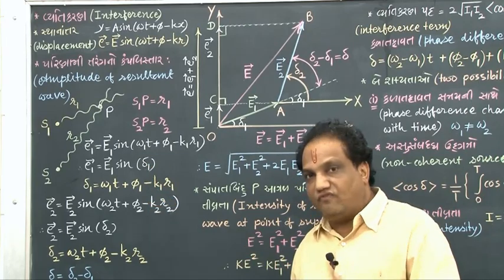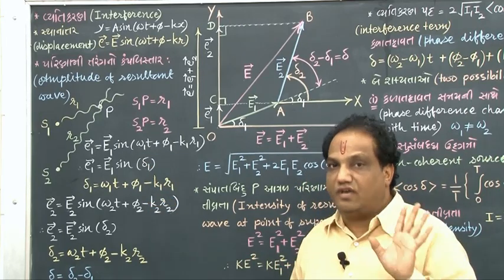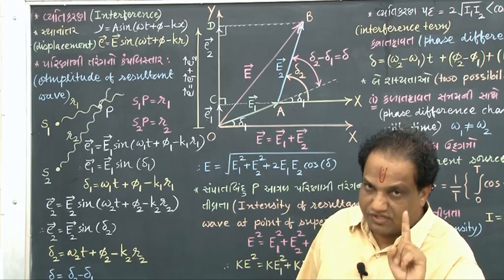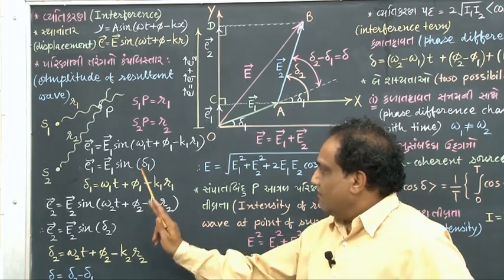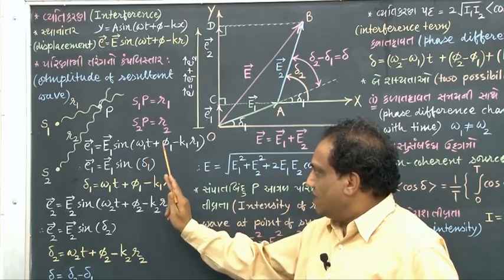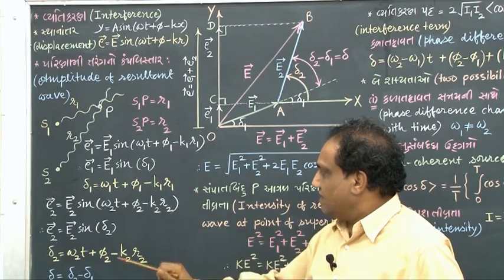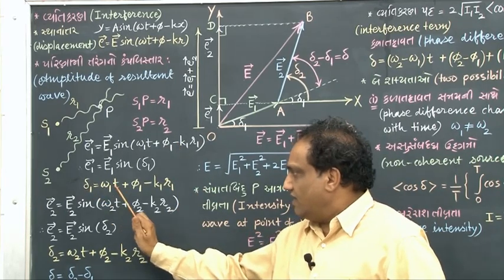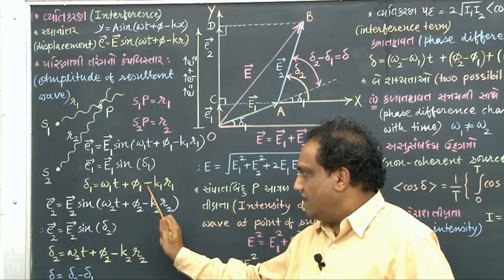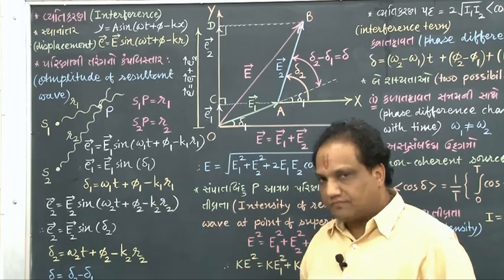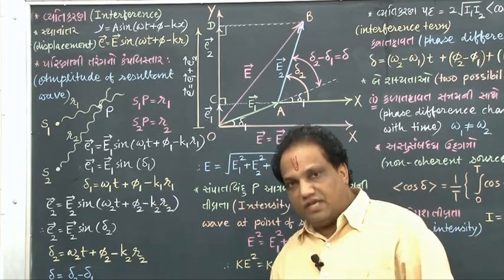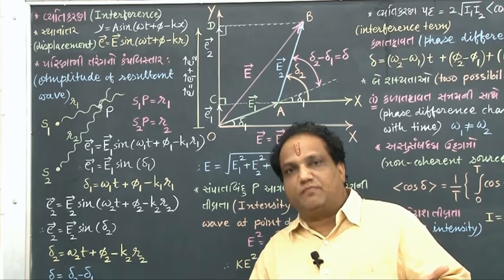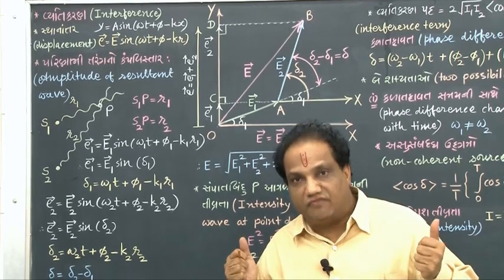It is also called phase of first wave. Phase of first wave. Fine. Delta 1 is omega 1 into t plus phi 1 minus k1 r1. Tell me, similarly, what would you write for displacement of second electric intensity vector?